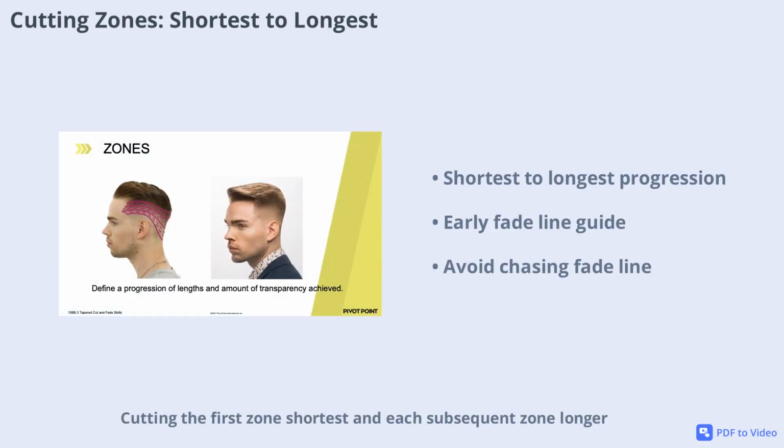Cutting the first zone shortest and each subsequent zone longer and higher creates a gradual length progression toward the interior. This method offers several benefits. Clipper blades stay cool when cutting on skin, the fade line is established early as a visual guide, and each zone is efficiently cut to its intended length and blended. However, inexperienced barbers may chase the fade line, resulting in a higher fade than intended. We'll discuss how to avoid common pitfalls and achieve the desired result.